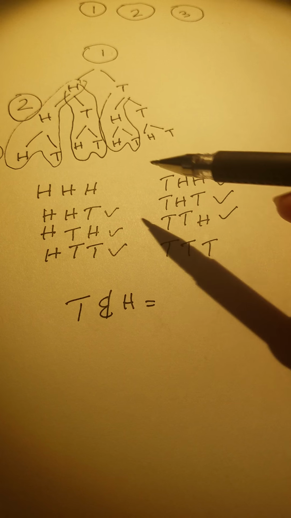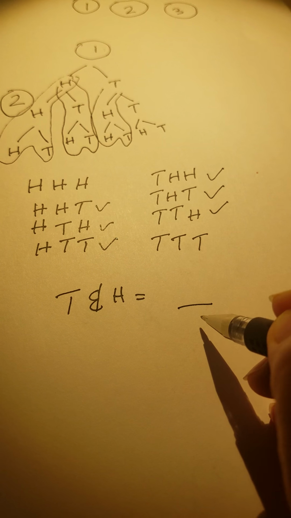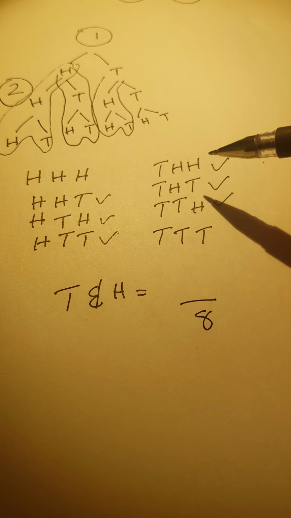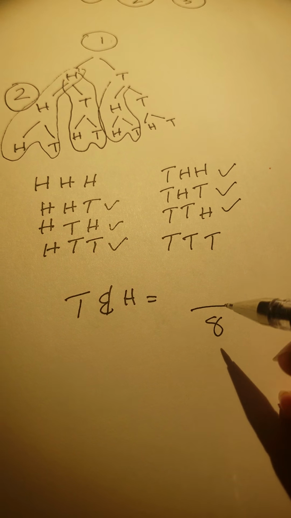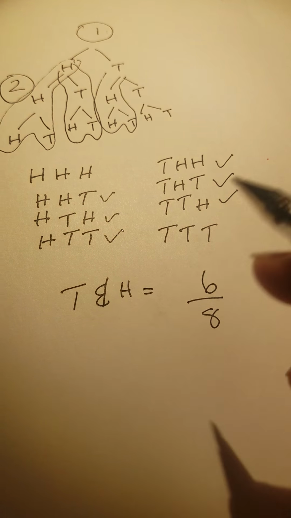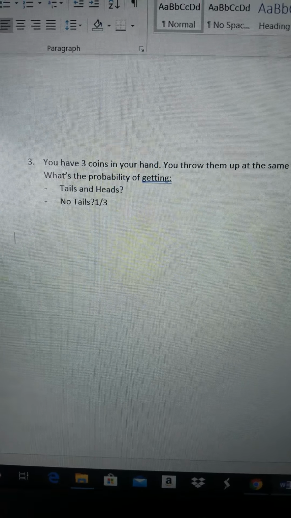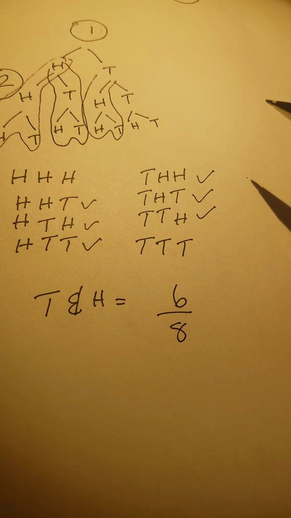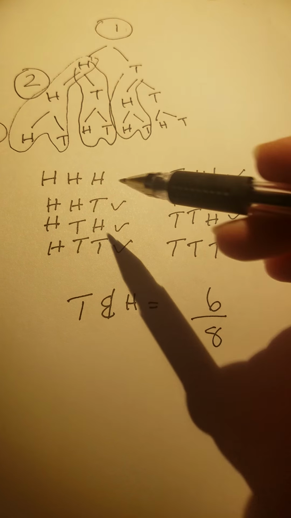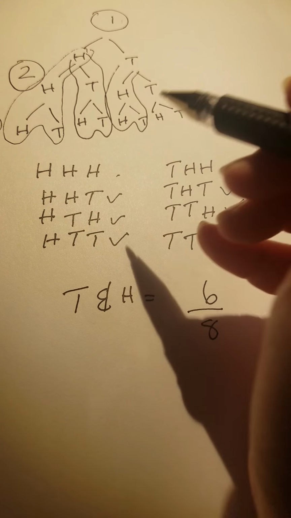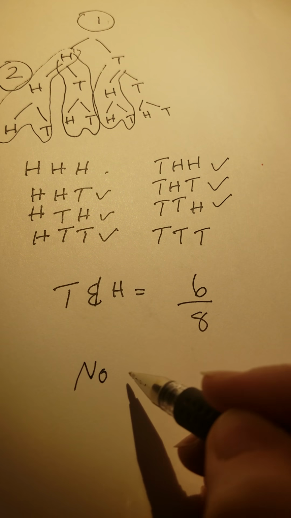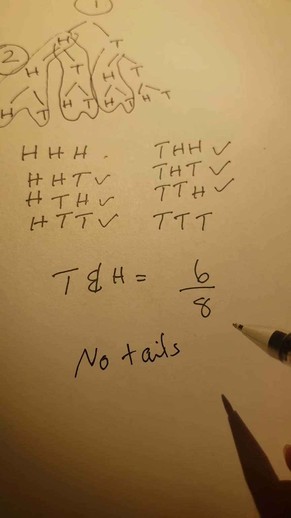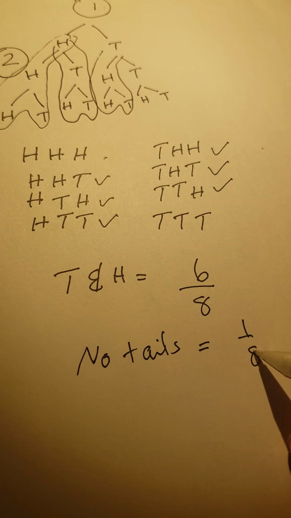So altogether we said we had 8. 8 will go down here. 1, 2, 3, 4, 5, 6 is what we have, tails and heads. No tails. So we look here, no tails is only this one. So no tails is 1 out of 8.